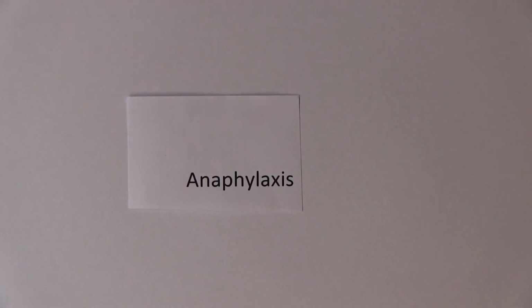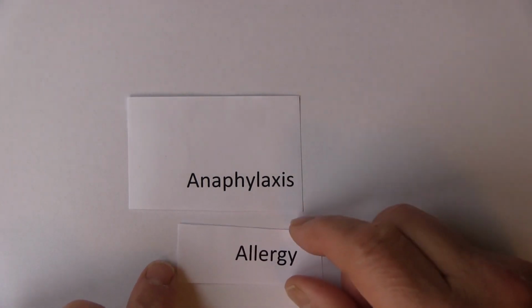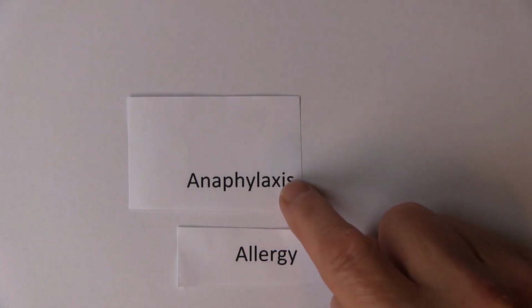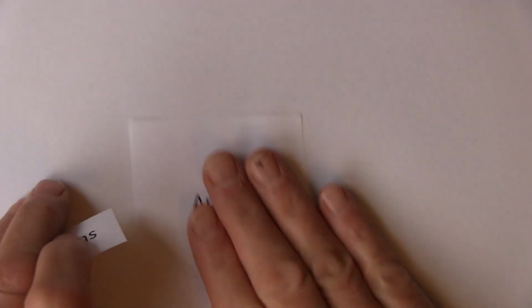Now, it really helps if we understand the pathophysiology, what is going on in anaphylaxis. And anaphylaxis is a severe allergic reaction. So we can get lots of allergic reactions, but anaphylaxis is a severe, systemic, life-threatening allergic reaction. So what is going on here? Well, let's think about the normal situation first.